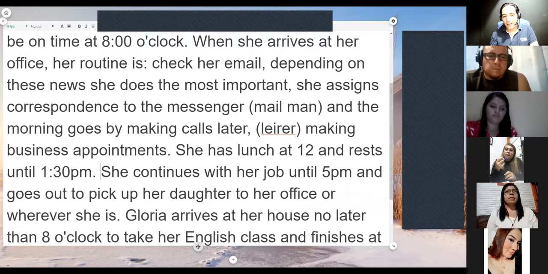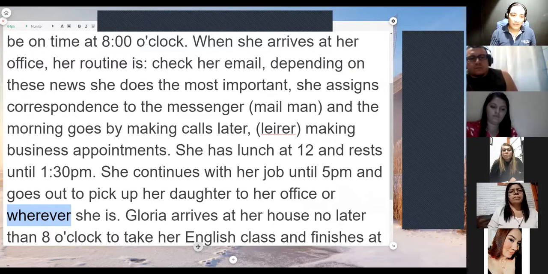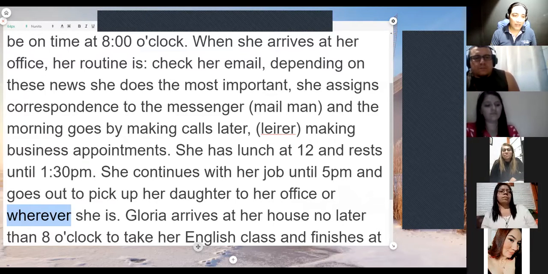Mía. De ella, de su hija, ¿verdad? De mi hija. Cabal, okay. La oficina de su hija. Okay, or wherever she is. Vamos aprendiendo conectores. Wherever. Donde sea. O a donde sea. A donde sea. Ajá, que ella esté.